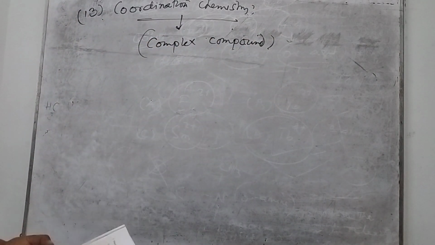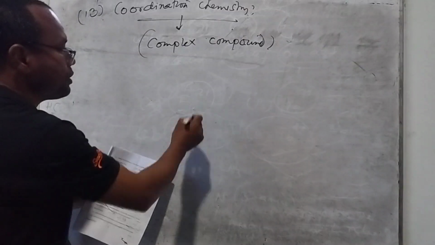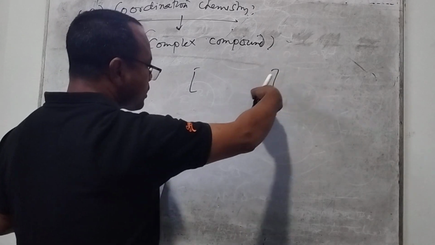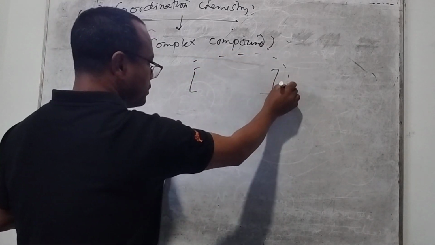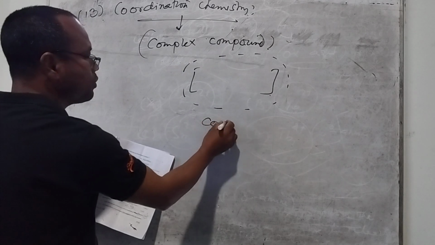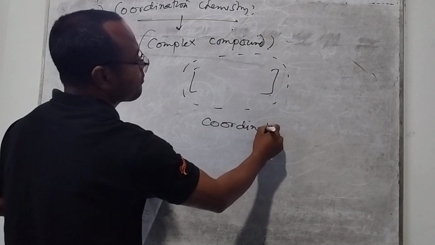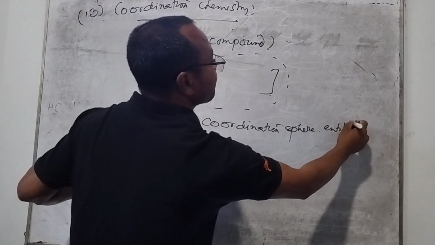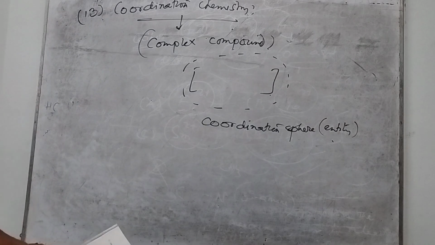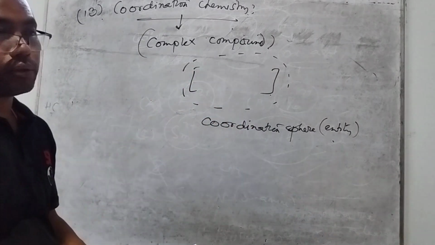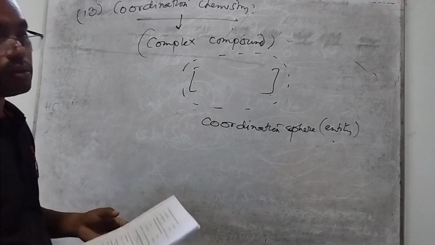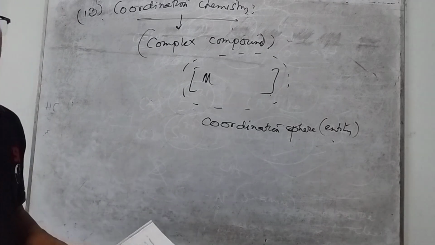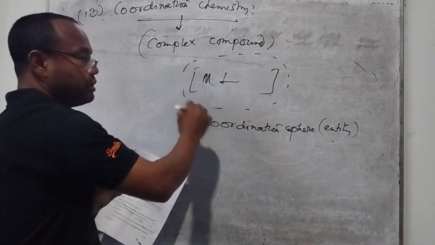Now here, when we write the coordination complex compound, we use the square bracket. The things we write inside the square bracket, we call the coordination sphere or coordination entity. So in the coordination sphere, what are the spaces given? Metal should be there, then ligand should be there.